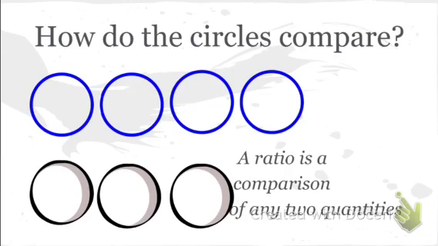Okay, so for example, this idea of comparing. Okay, so how do these circles compare? Oops, put the wrong one in there. When will I stop doing that? How do these circles compare? If you want to go ahead and stop the video, you can stop it right now and just take a look and talk about it. Just remembering that a ratio is a comparison of any two quantities. Okay?